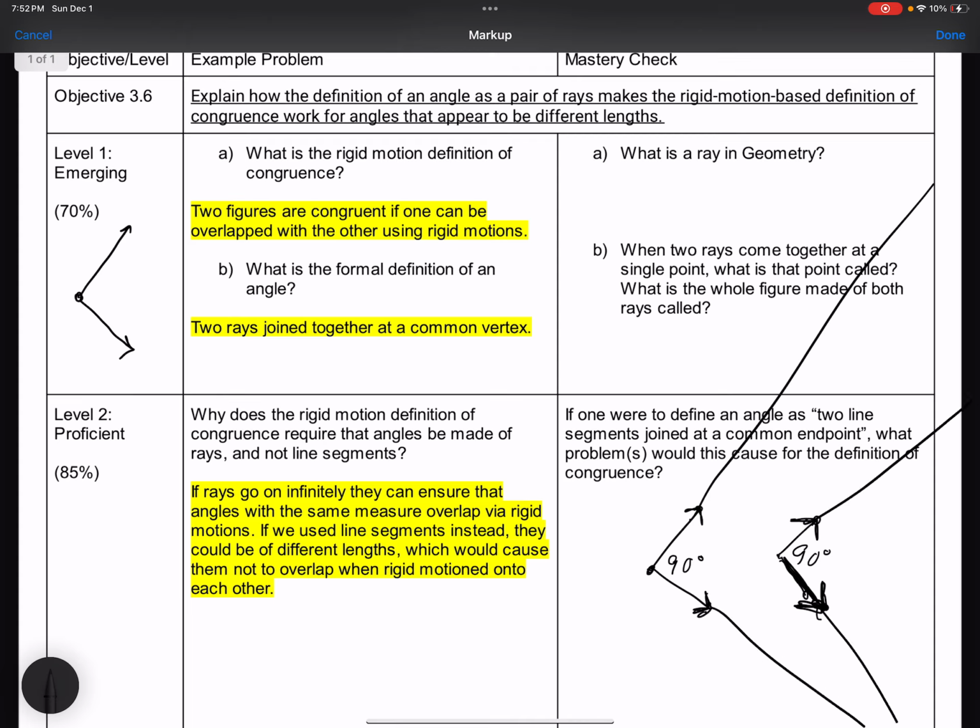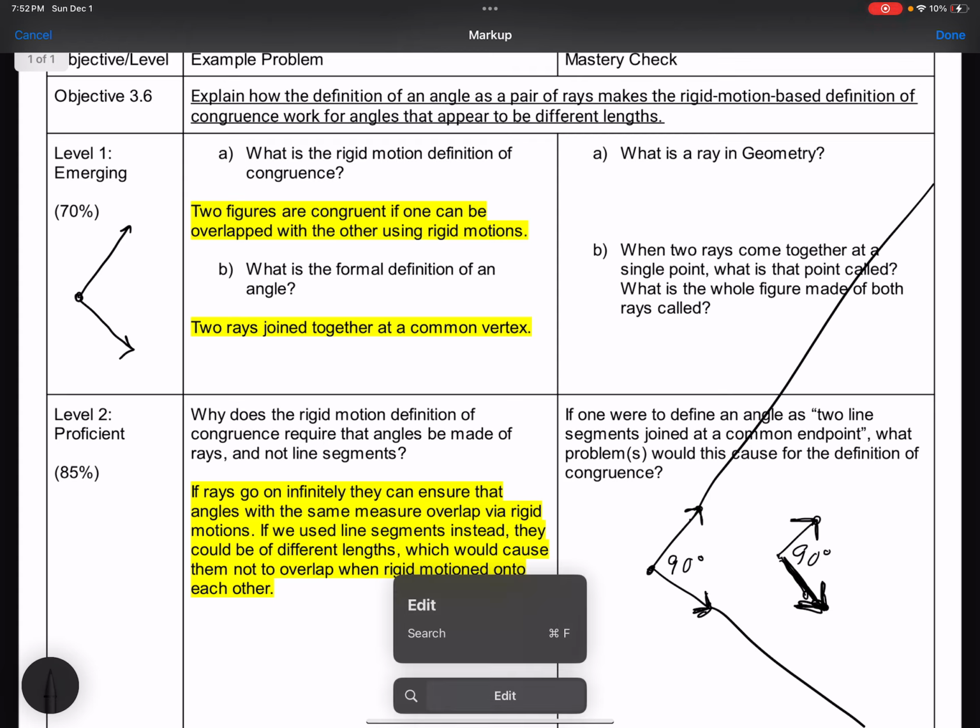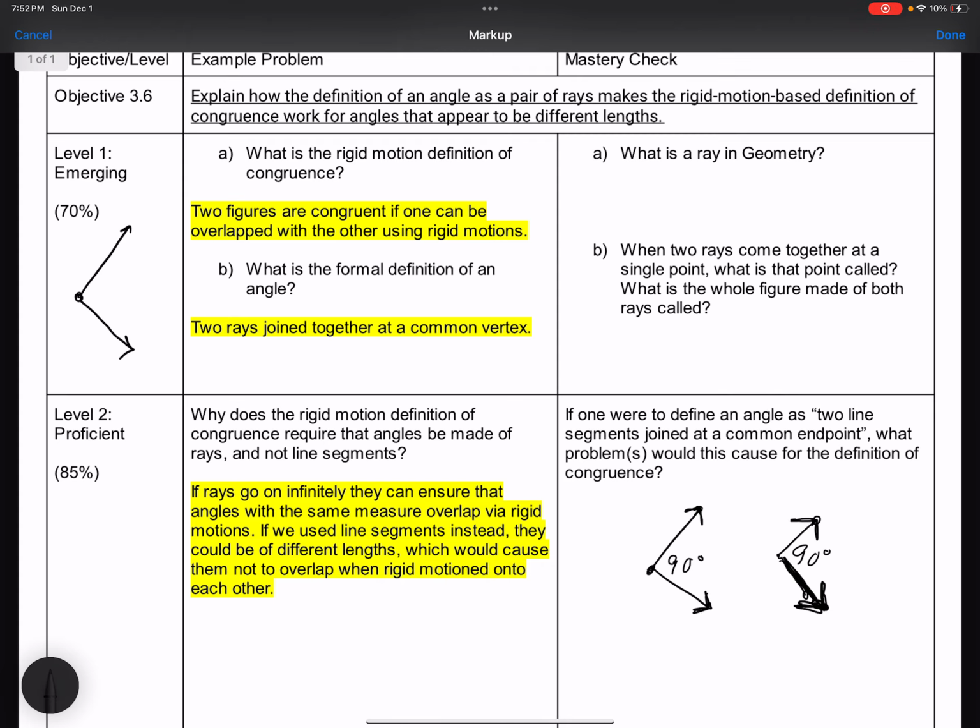This and this. Might need to do some rotation, might need to do some translation, reflection, whatever it is that you need to do, but you are always going to be able to overlap them as long as you use rays instead of line segments. Whereas line segments, because they have a finite length, they're only a tiny amount of space.